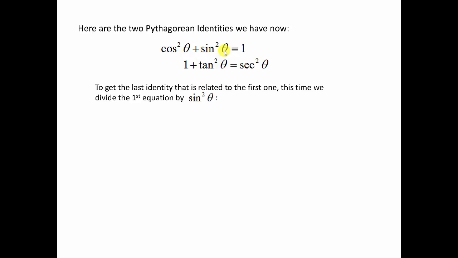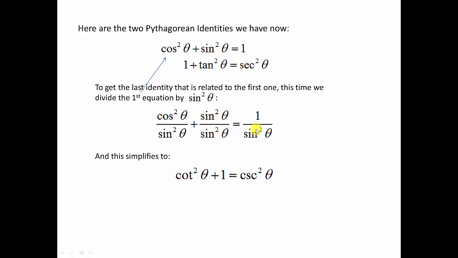And let's find the last one. So this time we're going to divide by sine squared. We're going to divide this equation right here by sine squared. So pretty much the same process, except this time this first term is cotangent squared. Here's our 1 again, and this is cosecant squared. So we end up with that simplification. And that's our last Pythagorean identity.